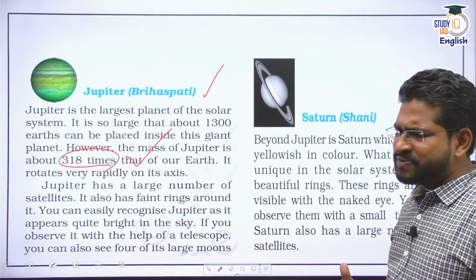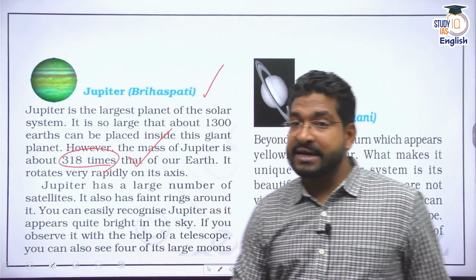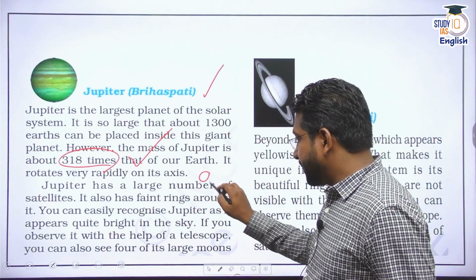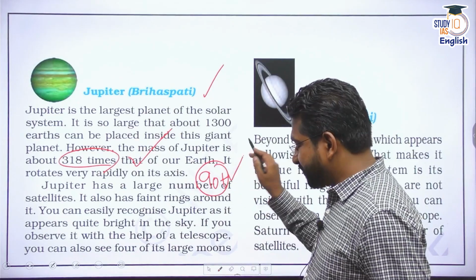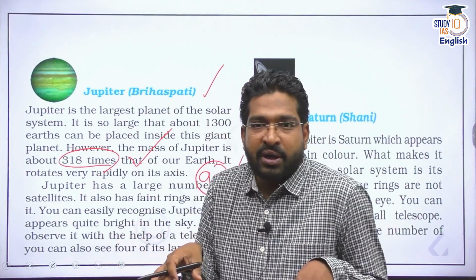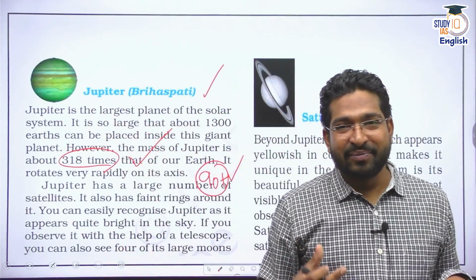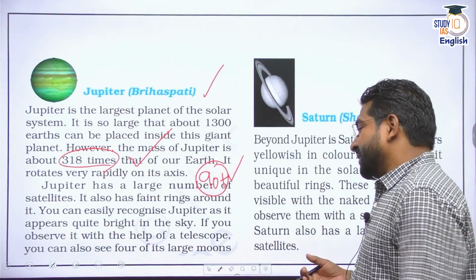It has a large number of satellites. Till today we do not know how many exactly. Recently NASA has suggested that it has 90 plus moons. Imagine if I am on Jupiter, hypothetically, I'll be seeing 90 moons around. All right. Apart from that, we can observe this.